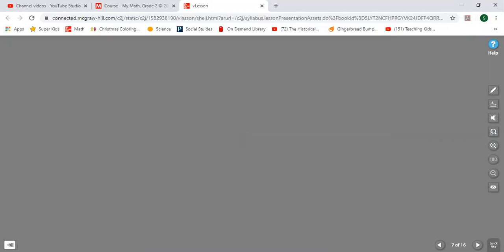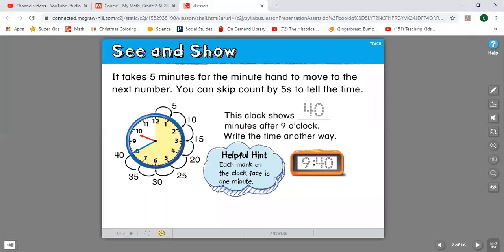So today that's what we're talking about. Counting by fives to get to the right time. So it takes 5 minutes for the minute hand to move to the next number. You can skip count by fives to tell the time. So once again, 5, 10, 15, 20, 25, 30, 35, 40. The hour hand is here between the 9 and the 10, making it 9:40. All right.